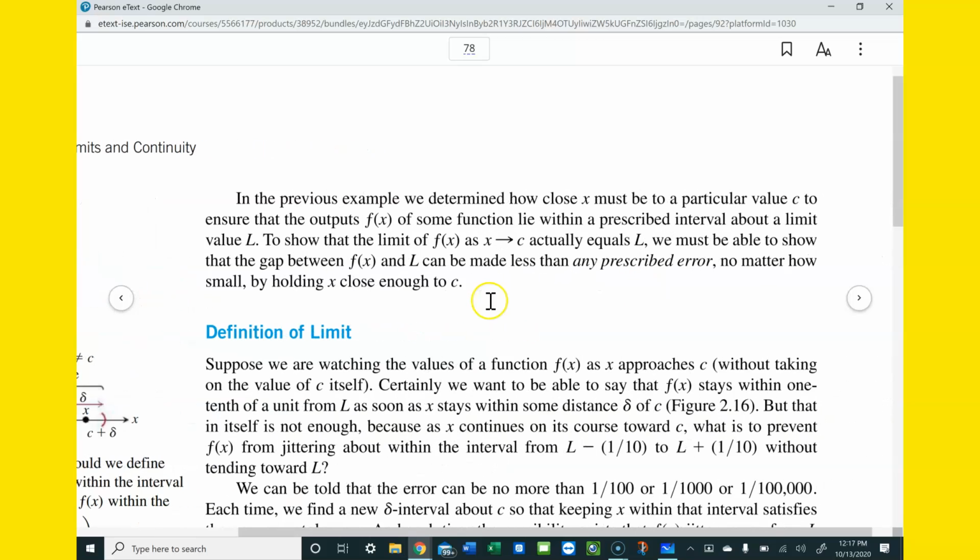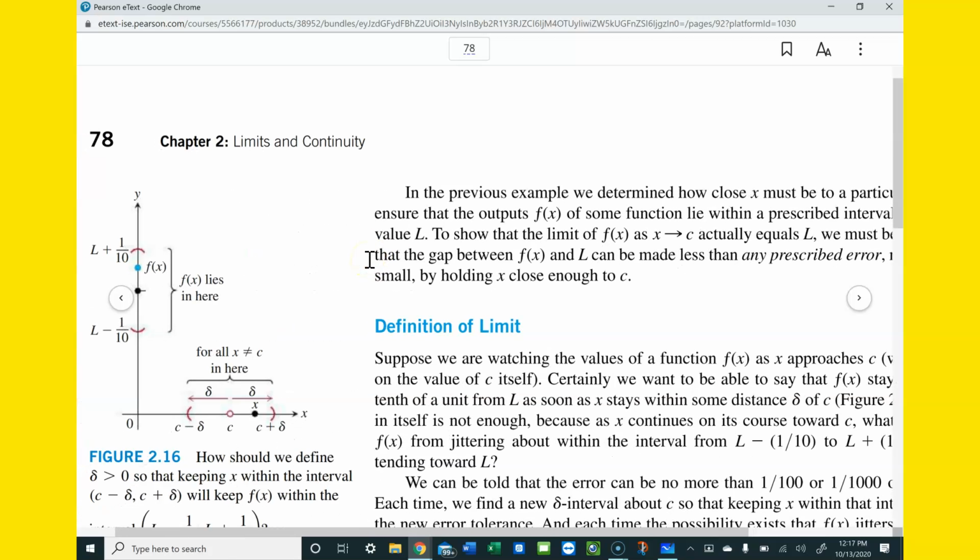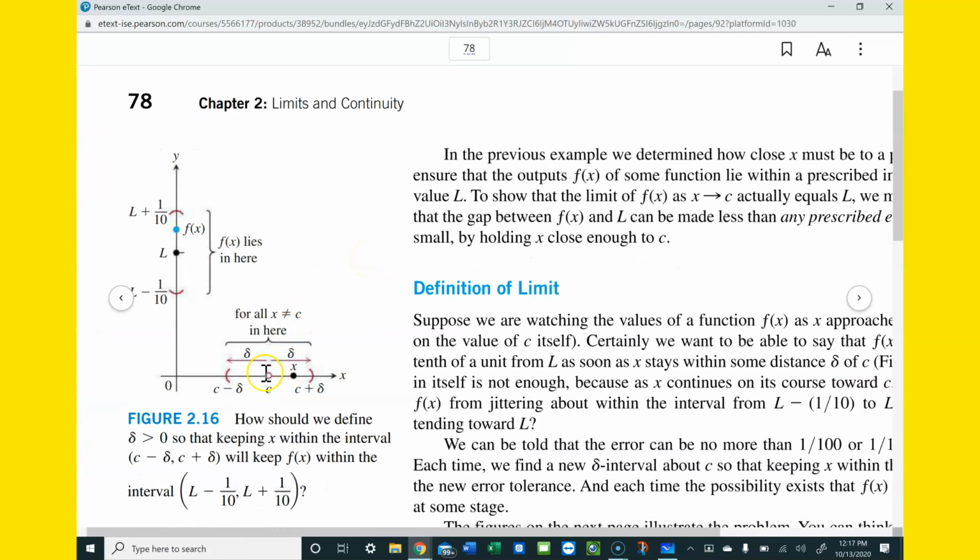All right, in the previous example, we determined how close x must be to a particular value c to ensure the outputs f of x of some function lie within a prescribed interval about a limit value L. So kind of saying the same thing. As x approaches c, x is within some values of c to make y approach L. In other words, to make y be within some given value of L.